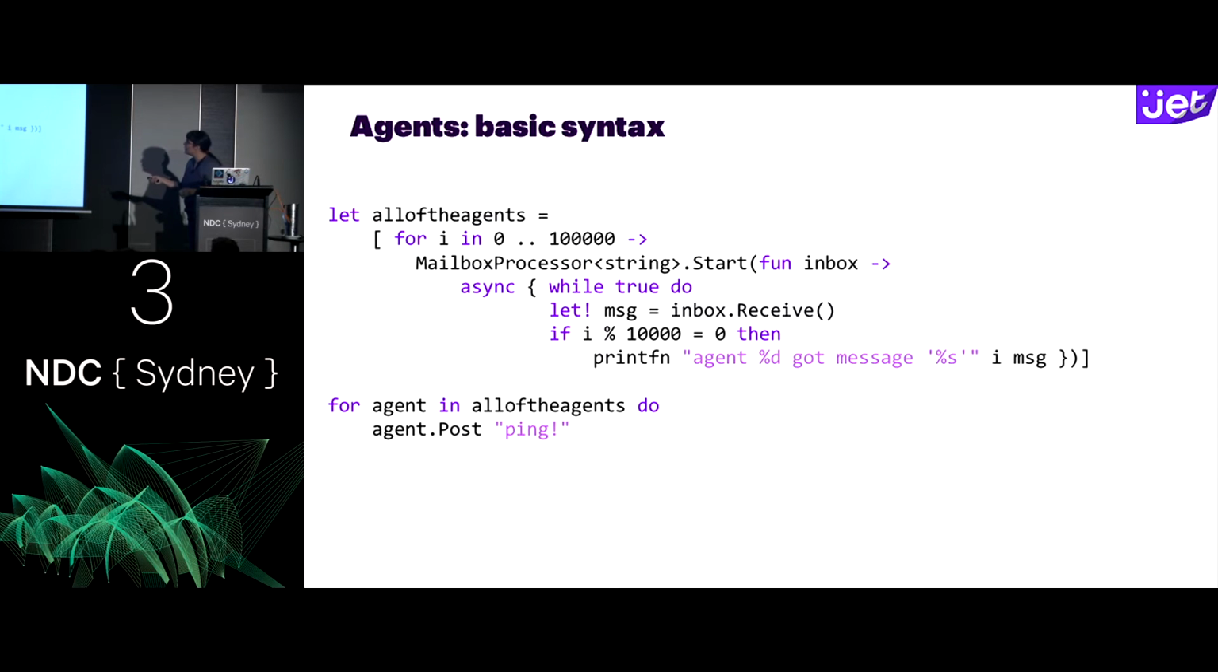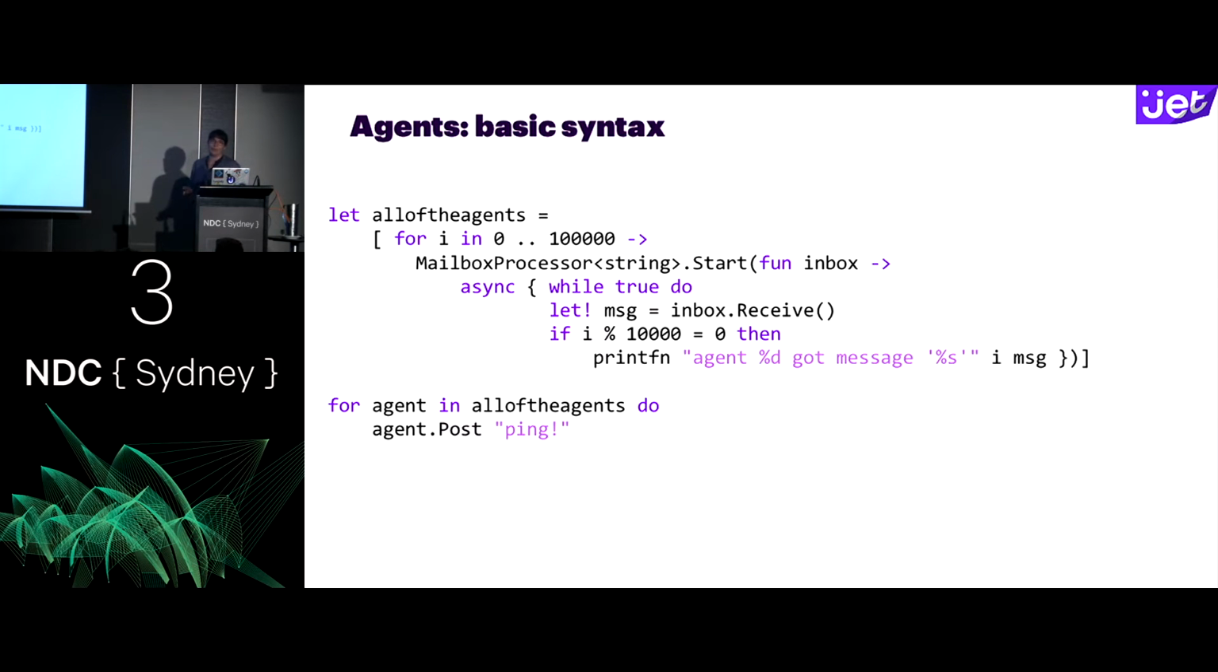So here's an example. You have all of the agents here. We're creating 100,000 separate agents, and we have a mailbox processor. We're starting the implementation right away. We have an inbox, which is where the messages come into, obviously. Within that, we have an async workflow, and within the async workflow, we have our loop. Here we have a while true.